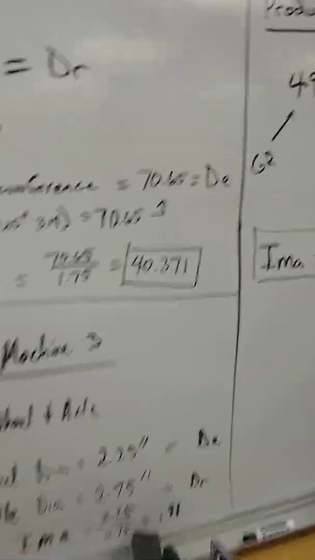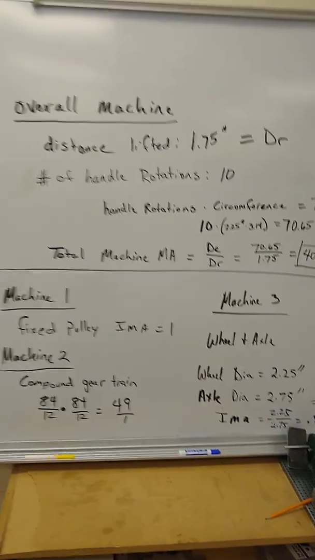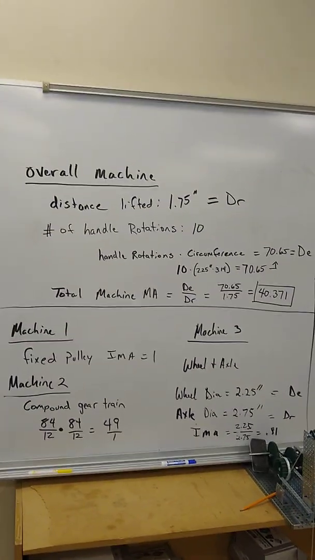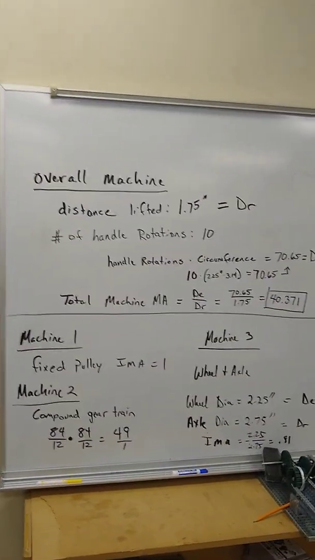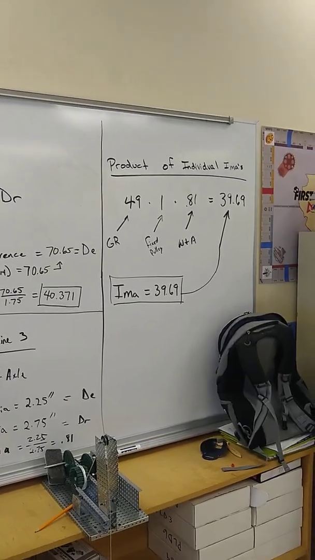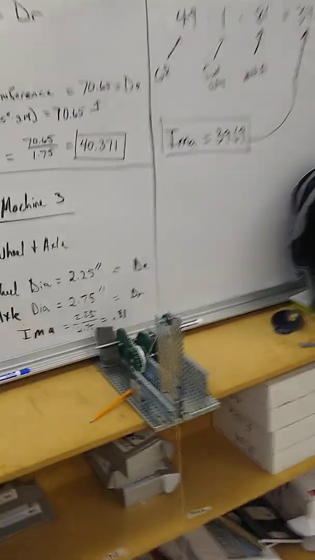So let me know if you have any questions. Otherwise, that's your overall machine, and machine 1, 2, and 3, and then the product of the individual IMAs. All right.